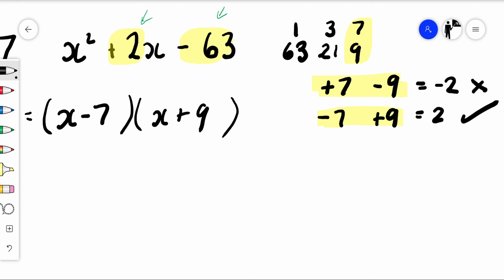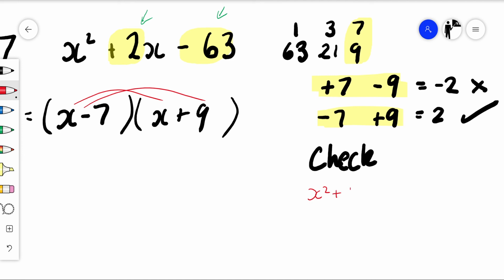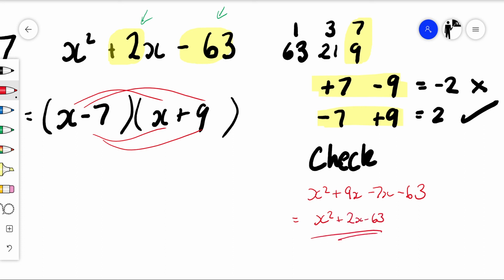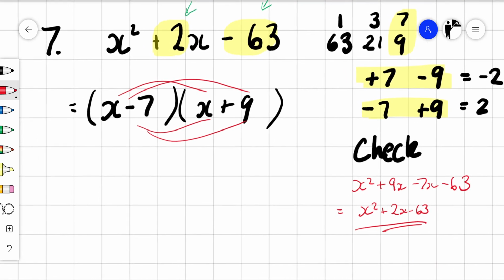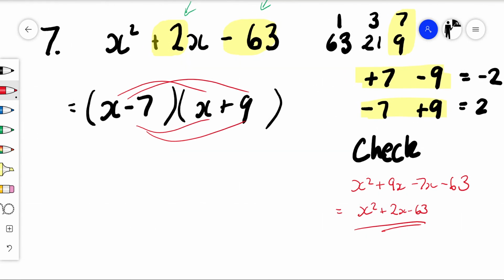How do I know I'm correct? Well, I can check my answer. X squared plus 9x minus 7x minus 63, and when we collect like terms, that's going to become x squared plus 2x minus 63. Okay, we'll have one more short video with 2 more examples, and that'll be us looking at basic unitary trinomials.